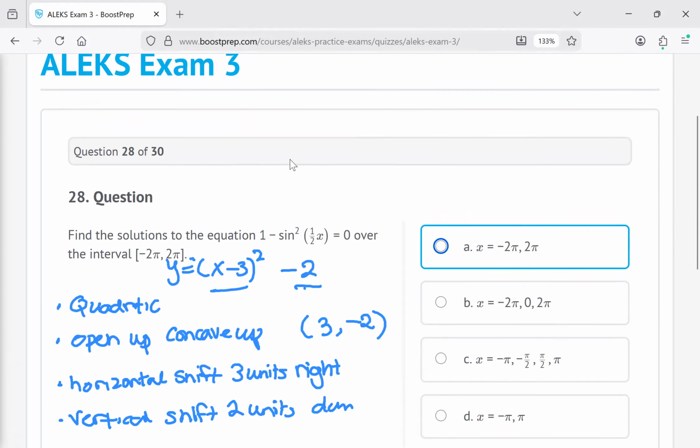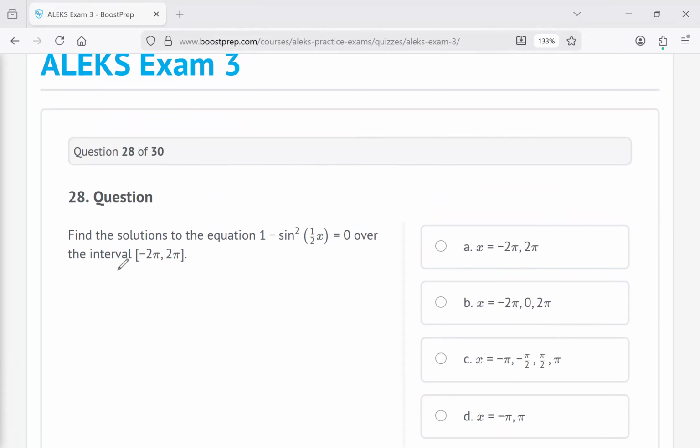Okay, two more and we're done. It says 28, find the solution of the equation negative 1/2 sine square of 1/2 x equals 0 over the interval from negative 2 pi to positive 2 pi. Okay, so this is a trig problem. What does negative 2 pi and positive 2 pi mean?